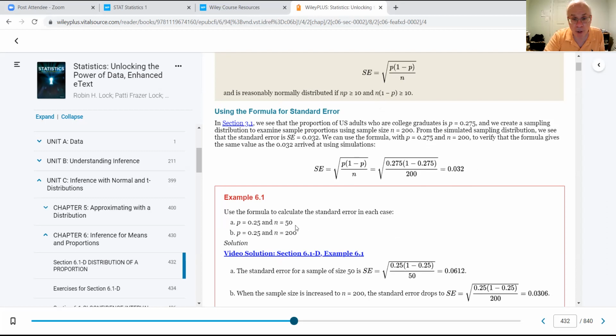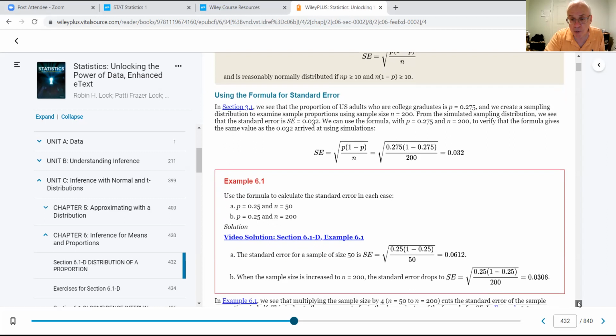Okay, and they're giving the example. Suppose, and they're using a different example here, the proportion is 0.225 and the sample size is 50. Notice the standard error, once you take the square root of that fraction, is 0.0612. Notice if we increase the sample size to 200, and we're using the same p, the same proportion, it's now 0.0306. It's smaller. So again, the bigger the sample size, the smaller the standard error. That's a good thing.